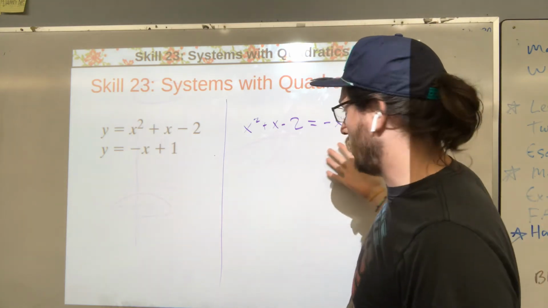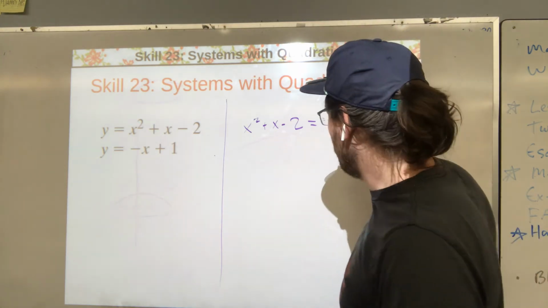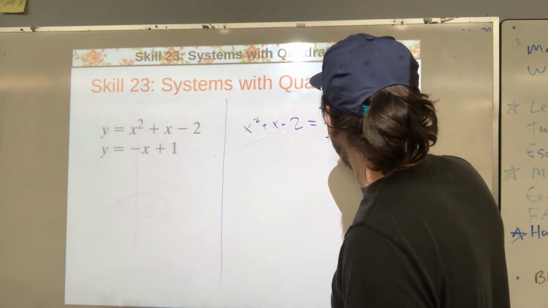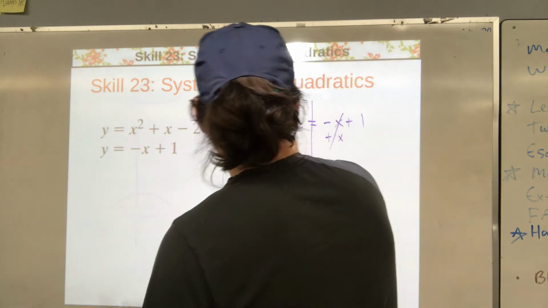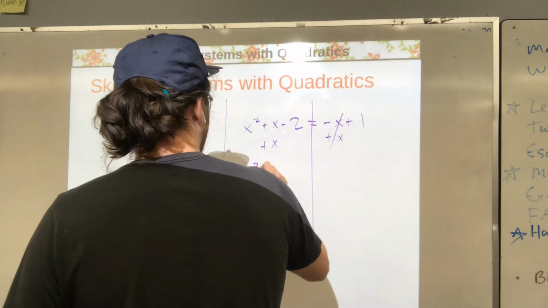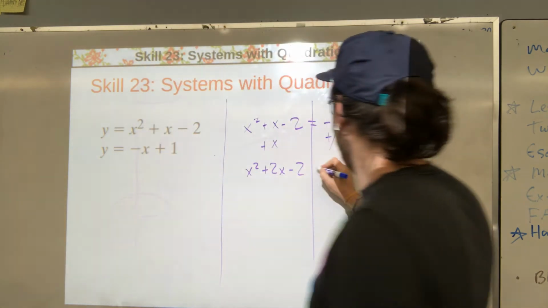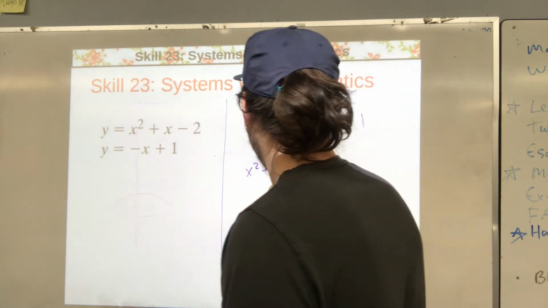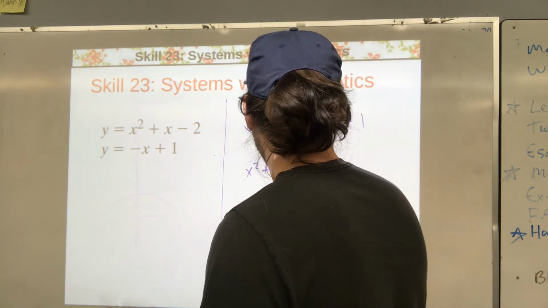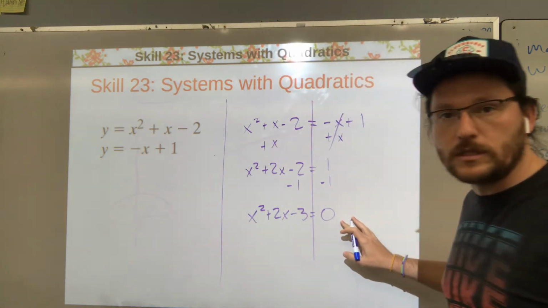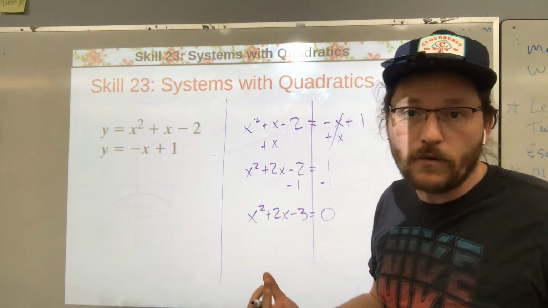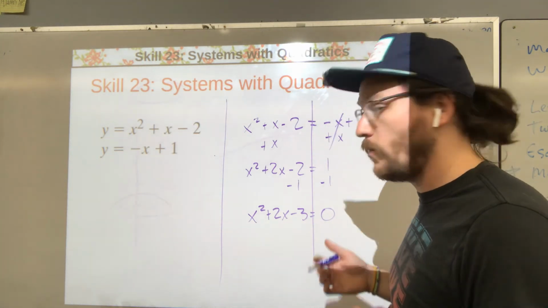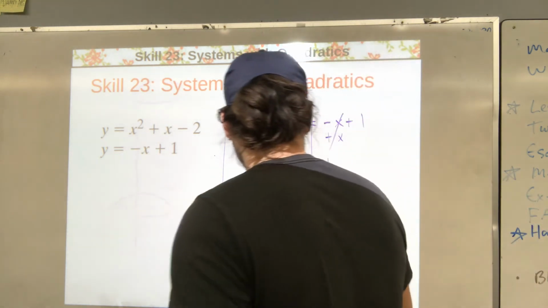In order to solve this system, we need to move everything to one side. So I'm going to add x. We get x squared plus 2x minus 2. And over here, we still have 1. We need to take away 1. Equals 0, which means that this is a problem we can solve with Xbox, or quadratic formula, whatever one works for you. This one, to me, I think Xbox is going to be a lot easier.